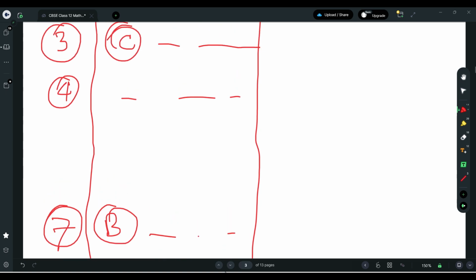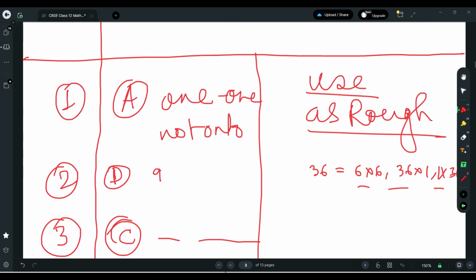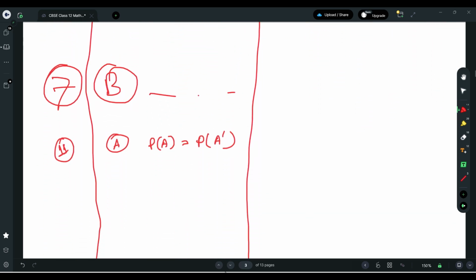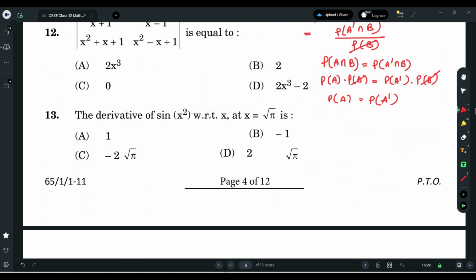Okay. You can write here all the options and the option itself, and here you can use as rough to calculate and to find the answers. Okay. Next problem number 12.